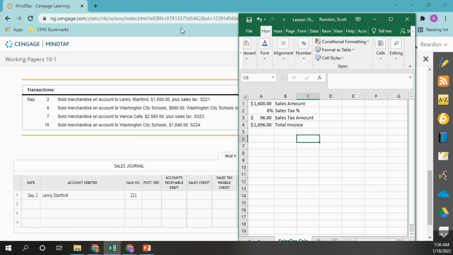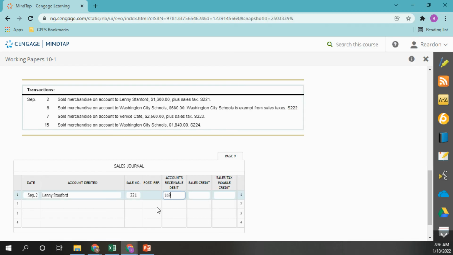All right. Record that. So $1,696 is going to be my accounts receivable debit. We actually sold it for $1,600. We have sales tax payable of $96. Now Washington City Schools is exempt from sales tax. So we're going to come down here, September 6th, Washington City Schools. Sales number 222. These are sequential. We sold our product for $680. We have a sales credit of $680 with no sales tax payable.